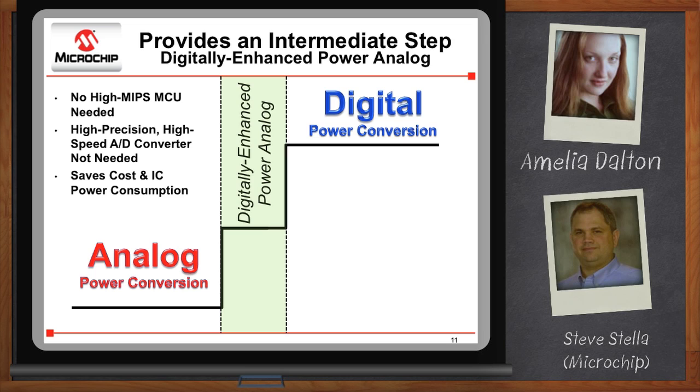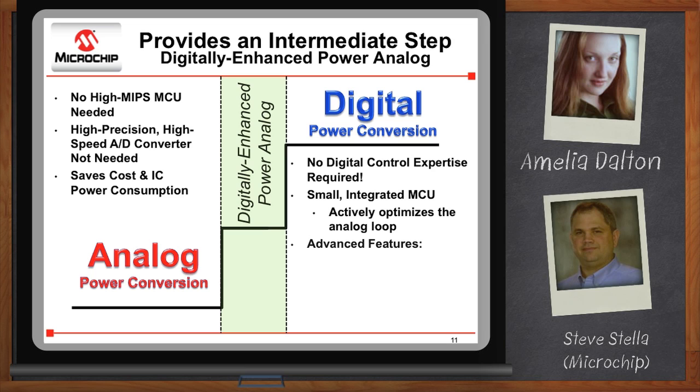Of course, on the digital side, now you don't need the digital control expertise. So you don't need to hire a new digital workforce to address your digital power conversion design. What we're able to do is use a small integrated MCU which actively optimizes that analog control loop. It's much simpler than digital control because, again, we maintain in the analog domain. But it does allow for advanced features like the configurable analog, which is new and unique, and then a communication interface, of course, and it is a fully programmable MCU. And what that allows is some custom IP to be incorporated into this design as well.